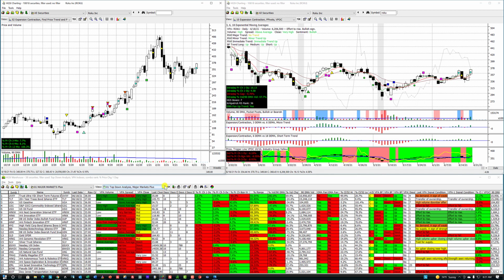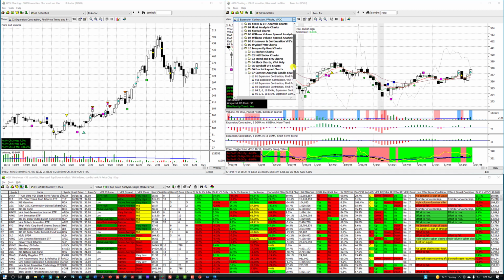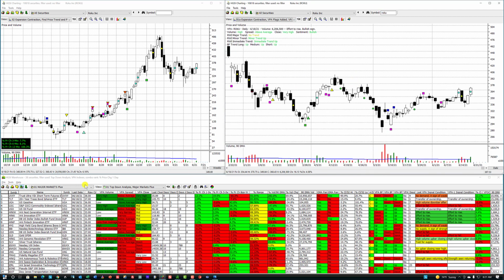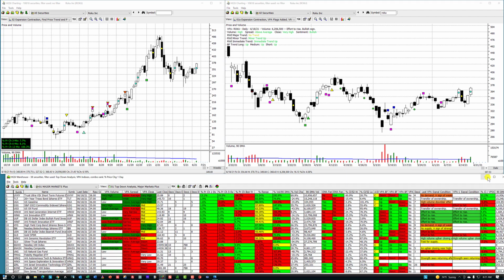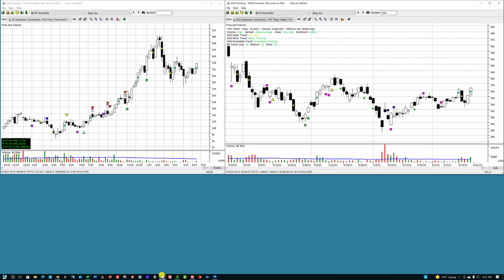Now, I don't want to get bogged down in this. You can do this on your own. I think it's better to look at charts personally like this and get a feel for them. What I want to do is I want to show you some other things here. I'm just going to go back up to my plain chart here.